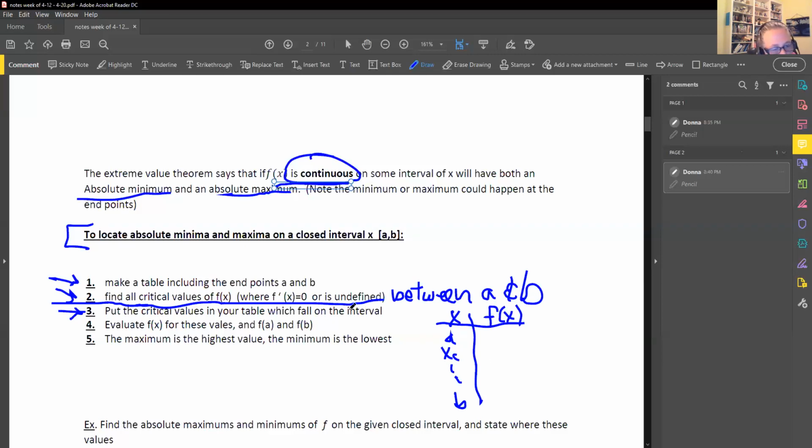So I put it in the interval, I evaluate f of x, not the derivative, but f of x for these values, f of a and f of b. And I'll make a table. And then all I have to do, the maximum is the highest value of f of x and the minimum is the lowest. So whatever those come out to be, then that'll tell me what they are.